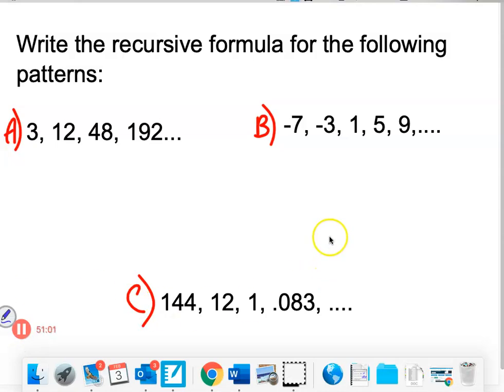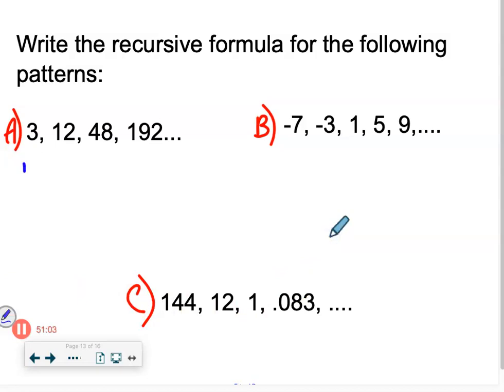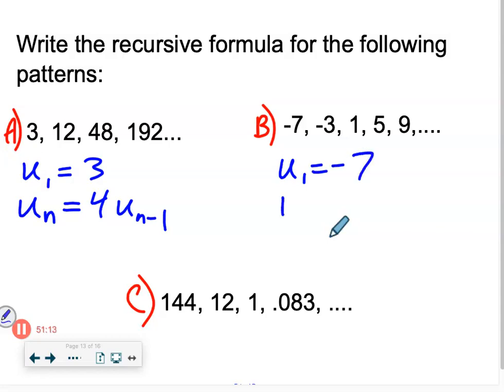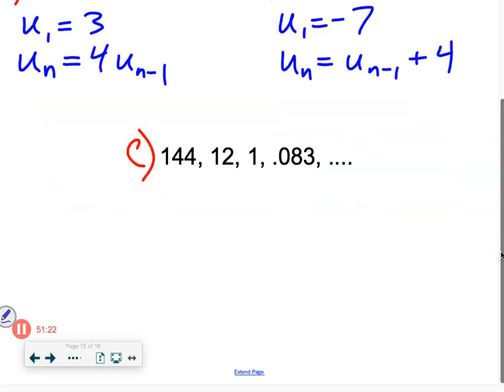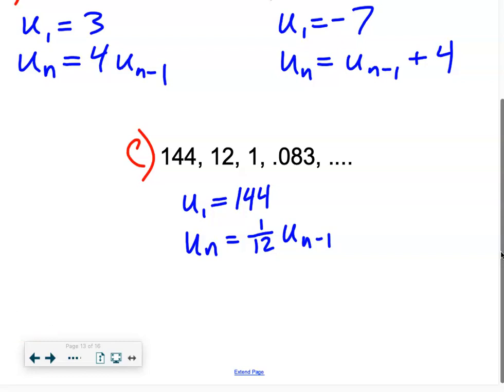Someday, I will remember. All right, so u sub 1 equals 3, u sub n equals 4 times u sub n minus 1. This was a geometric. u sub 1 equals -7. u sub n equals u sub n minus 1 plus 4. This was an arithmetic. And the last one, was it arithmetic or geometric? Geometric. u sub 1 is 1/44. u sub n is 1/12 u sub n minus 1. Or I had one group who put 0.083 u sub n minus 1, and that was fine.